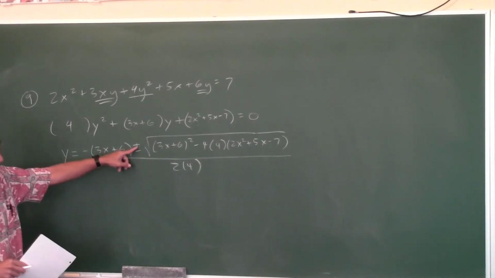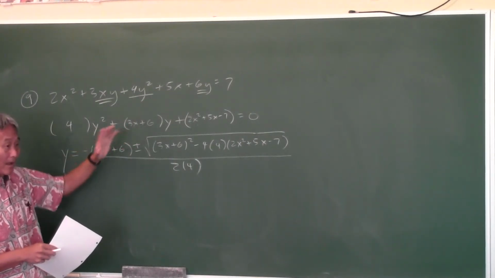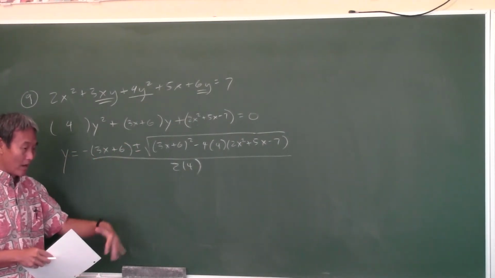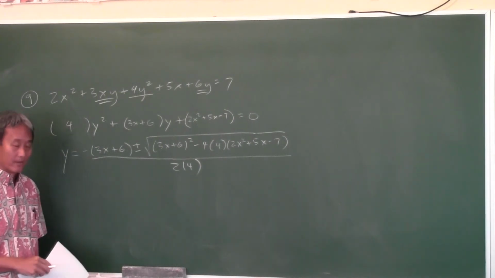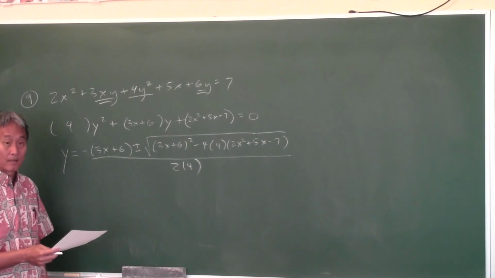Y1 is the one with the plus. Y2 is the one with the minus. The one with the plus will graph the upper half. The one with the minus graphs the lower half. Put them together, you get the whole graph. Now looking at this equation, I'm guessing it's going to be a tilted parabola.